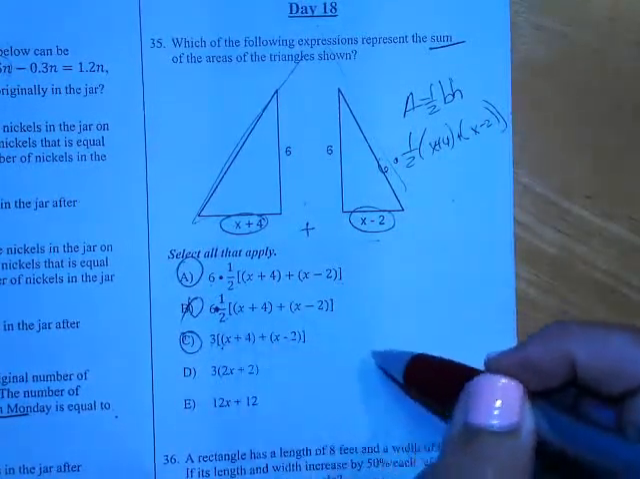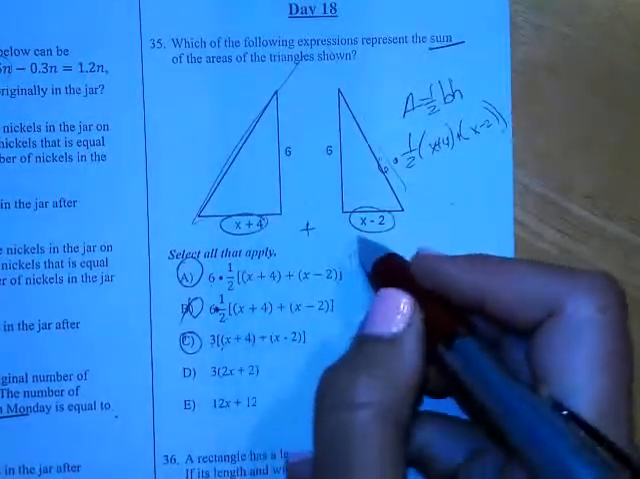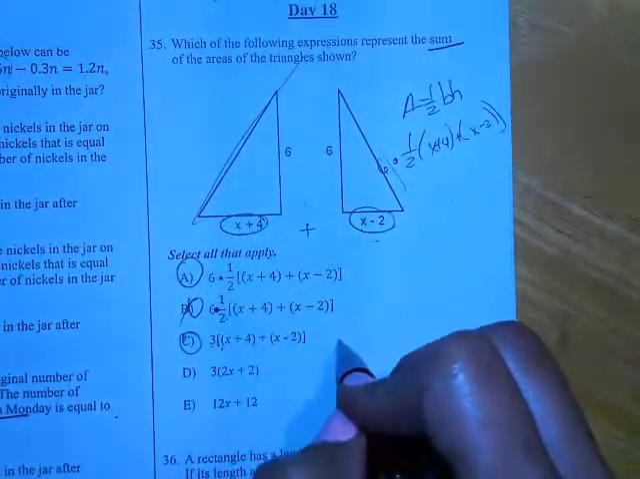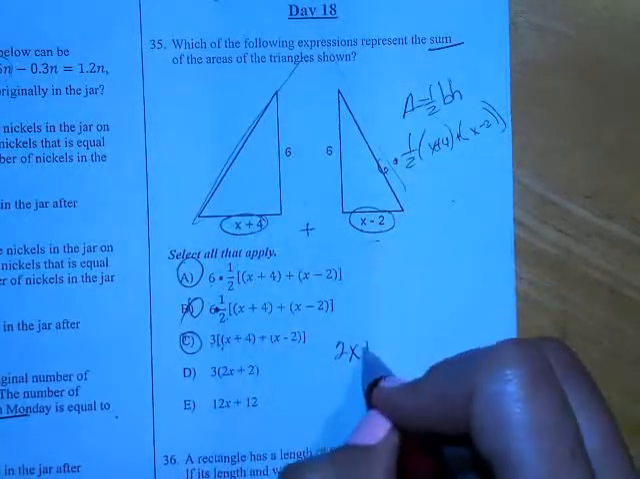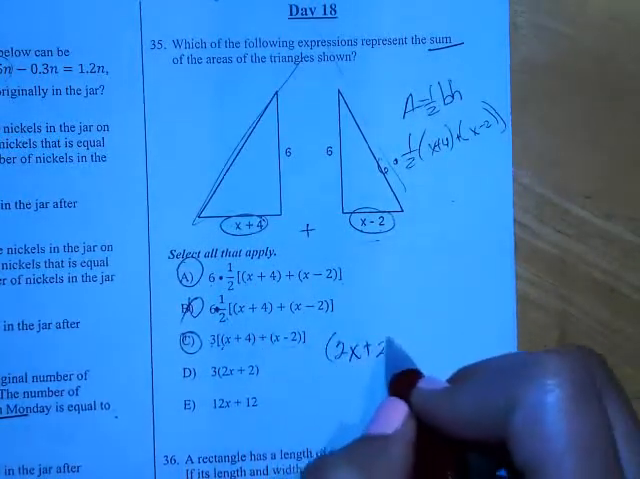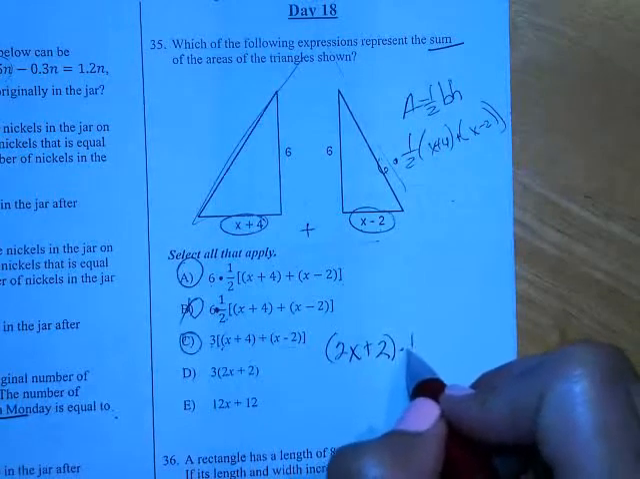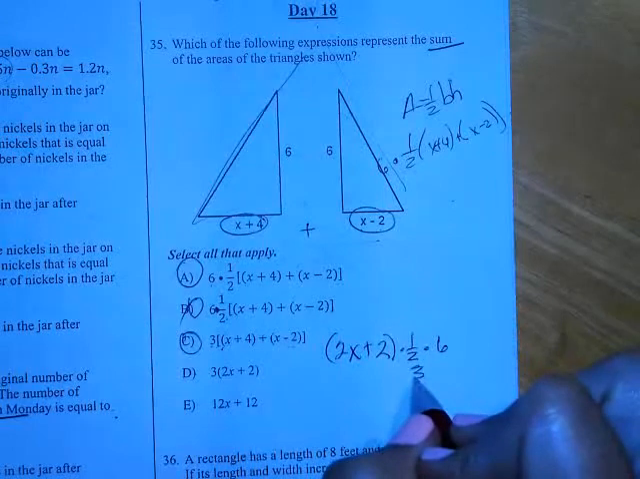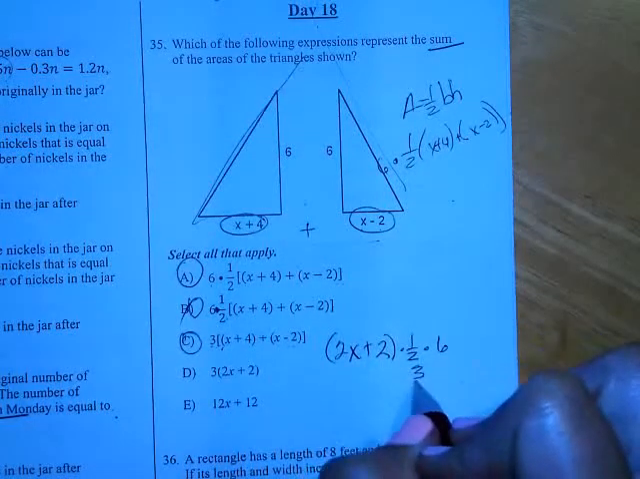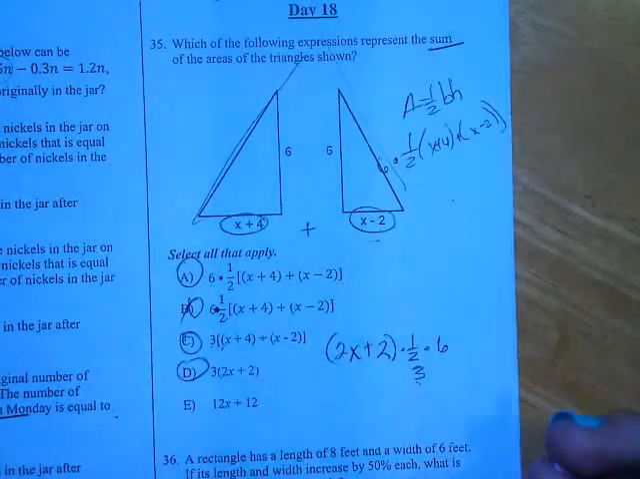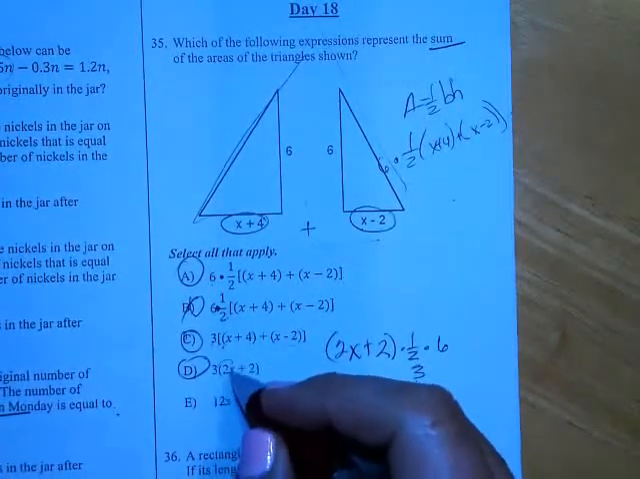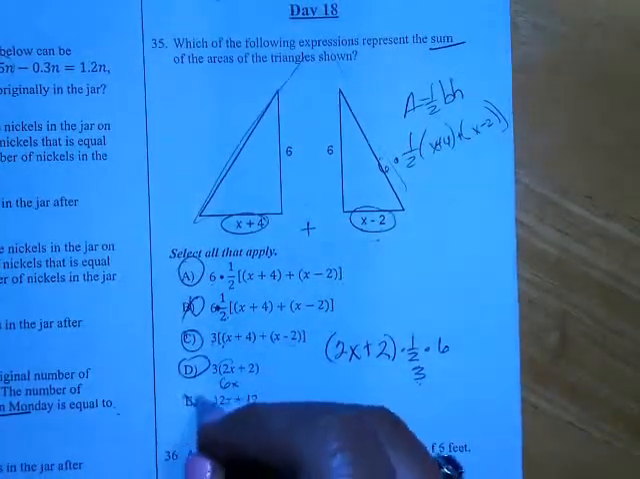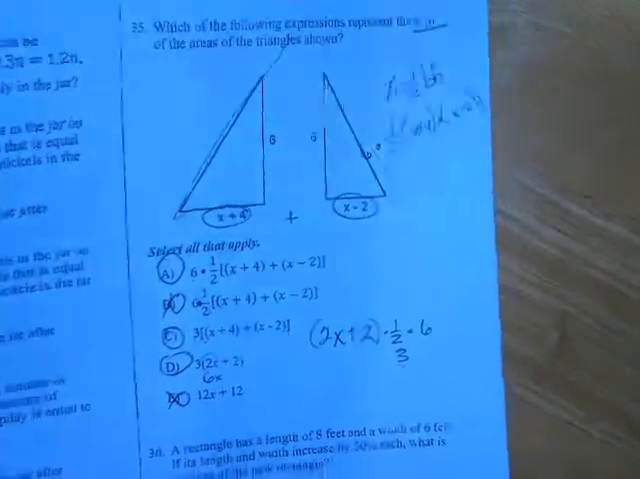Okay, I can go further and simplify these now. I can combine x and x, making it 2x. 4 minus 2 is 2. So that's my base times half times the height. So that's 3. This becomes 3 times 2, which is D. All right, now 3 times 2x is 6x, not 12x, which makes it not E.